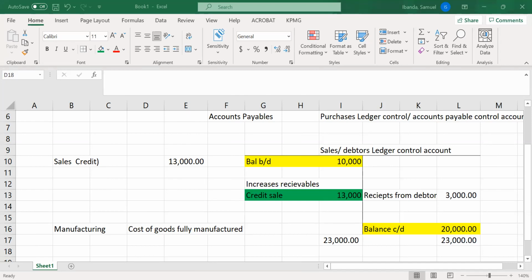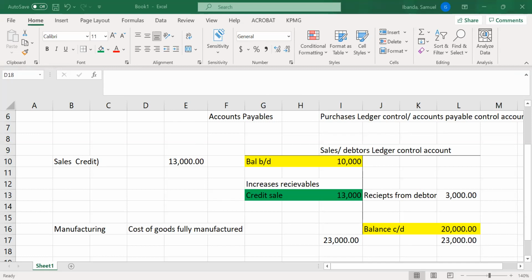So when I'm doing my manufacturing account, I should be able to include it as part of the costs that I'm including in the manufacturing account statement. It should ideally be included there, because it is part of the cost of producing the goods.